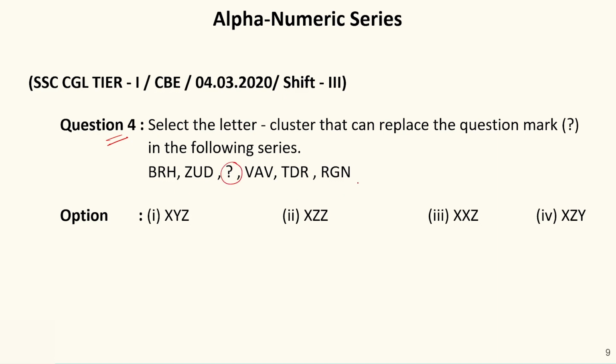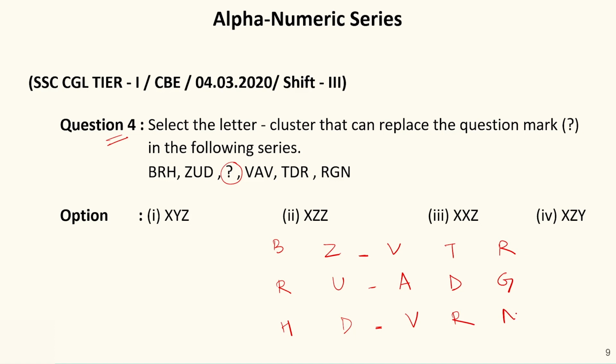So again, we will treat this as 3 different series. So the first series will have B, Z, V, T, R. And we have to find out what will come in this place, right? Then for the second, we have R, U, then we have to find out, then A, then D, then G. And for the last, we have H, and then D, and then we have to find out, and then V, R, and N.